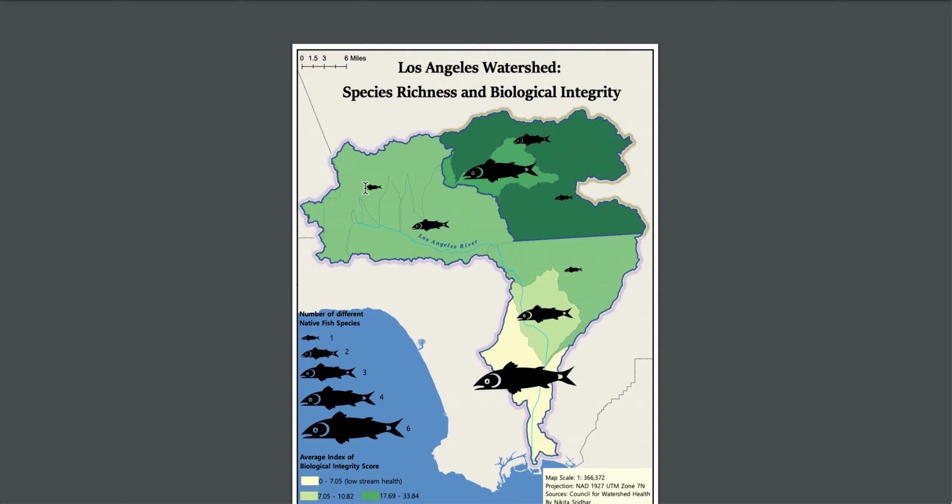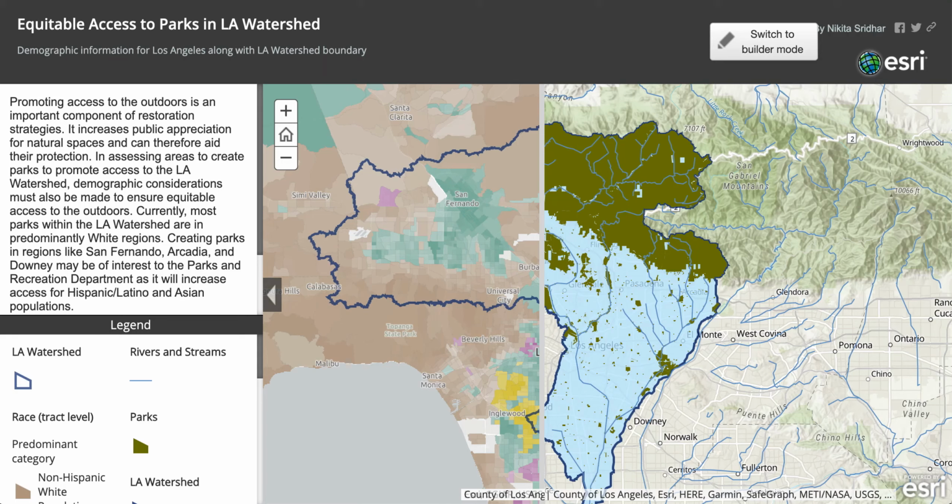richness, where a small fish icon corresponds to a low species richness and a large fish icon corresponds to a high species richness. And for this color scheme, I used a single hue color scheme so that it's less distracting and there aren't too many variables at play. I also created a web map.